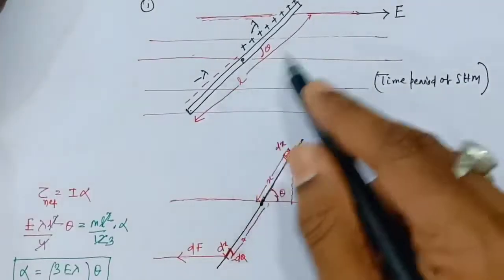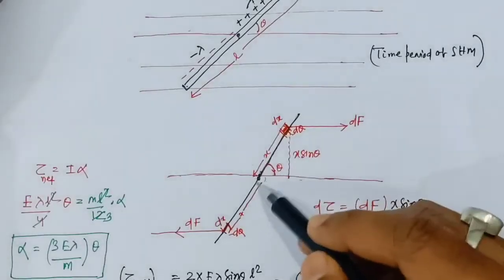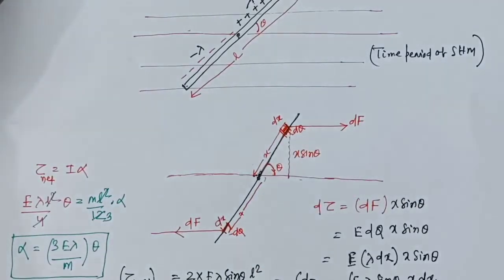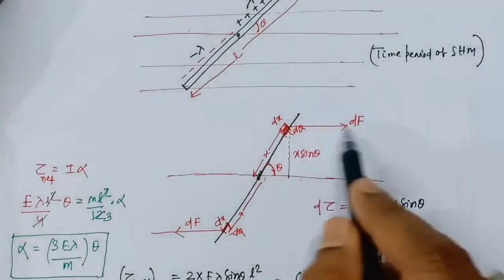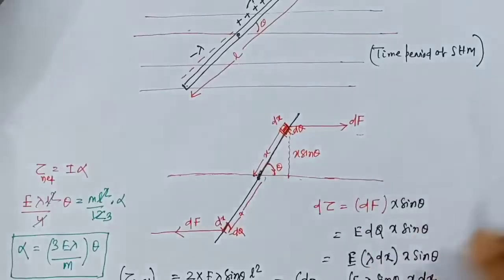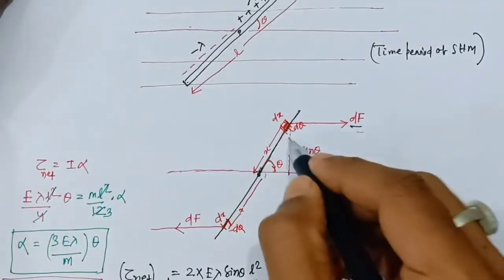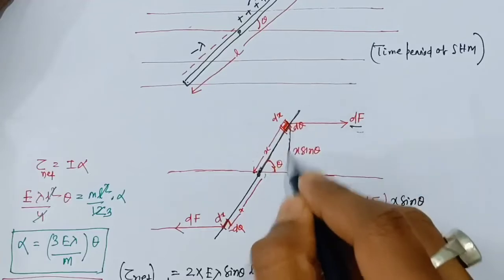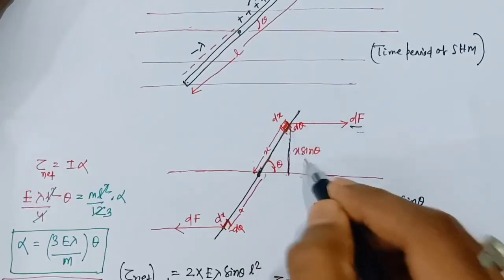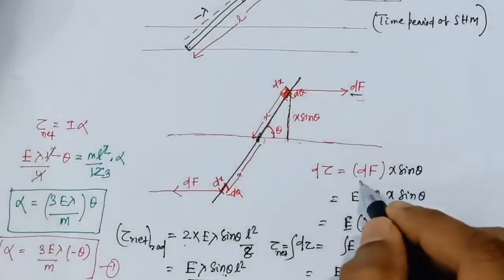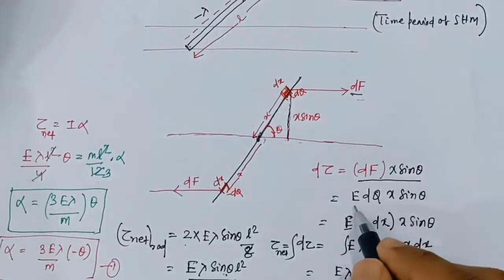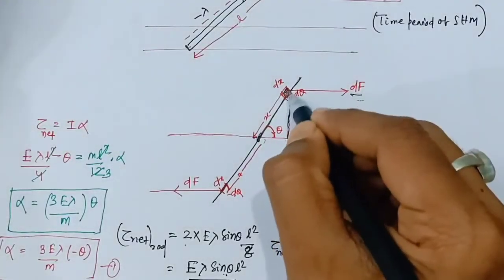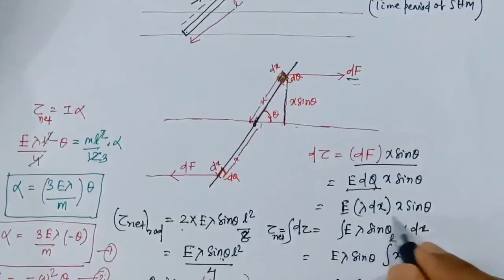When this kind of question is offered to us, we must think about a small element. From x to dx, I consider a small element. Due to the force on this small element, I say dF. And this dF and torque is nothing but force into perpendicular distance. If this is x and this is theta, the perpendicular distance is x sine theta. So I'll write torque. Force can be written as E into dq, this small section charge is dq, and dq can be written as lambda dx.